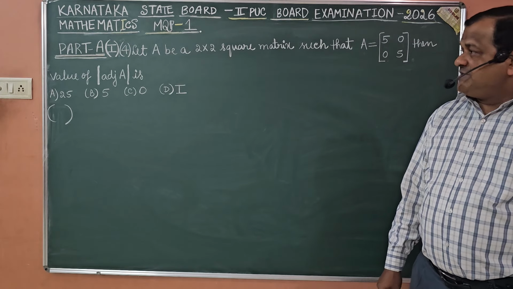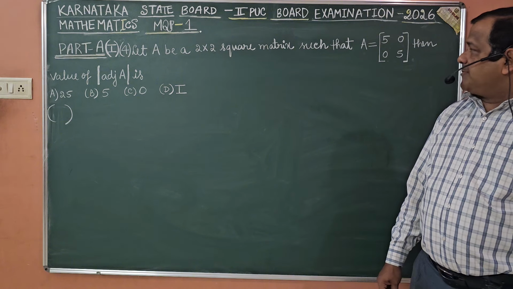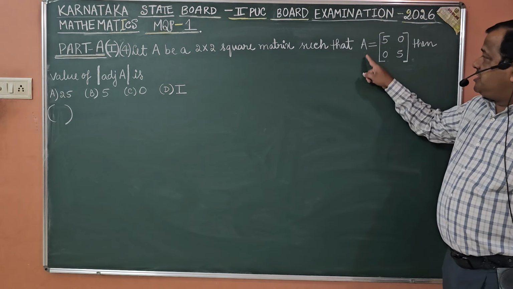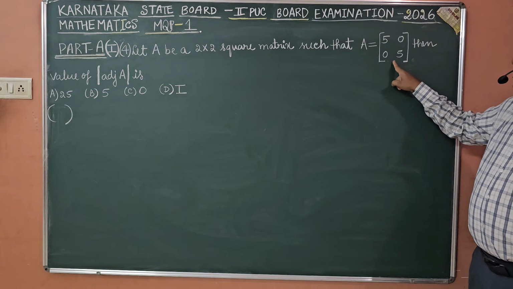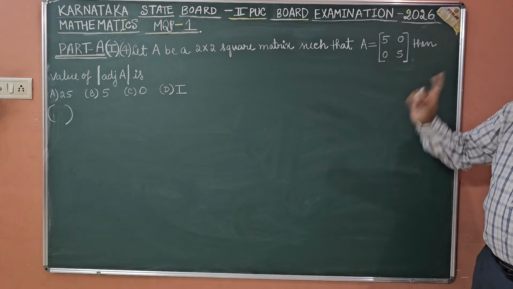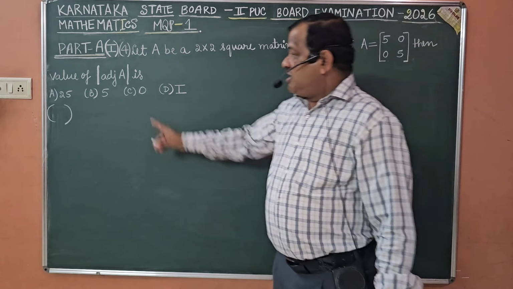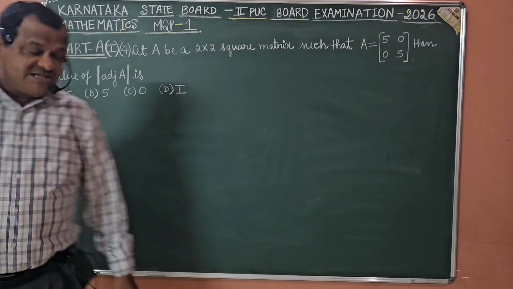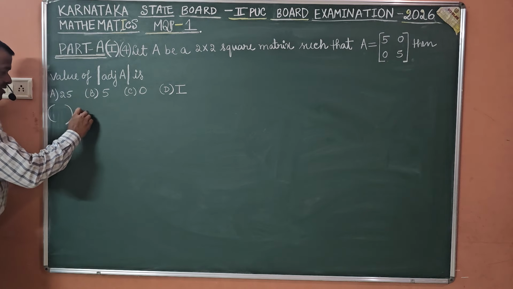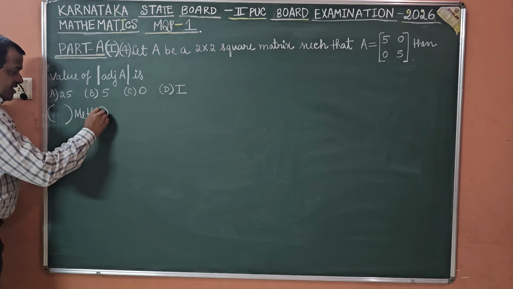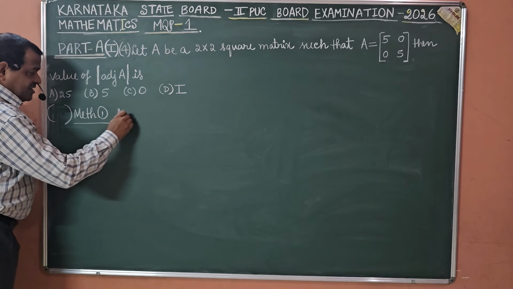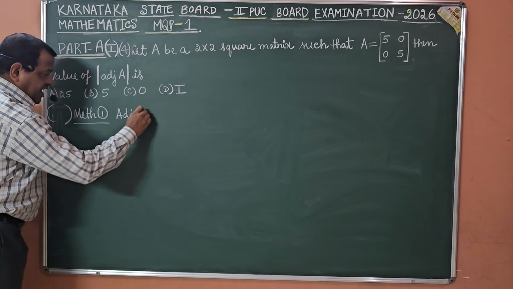Here is the fourth MCQ. Let A be a 2 cross 2 square matrix such that matrix A is equal to the given matrix. Then find the determinant of the adjoint of A. Here I would like to teach you two methods. Method 1, we find the adjoint of A.